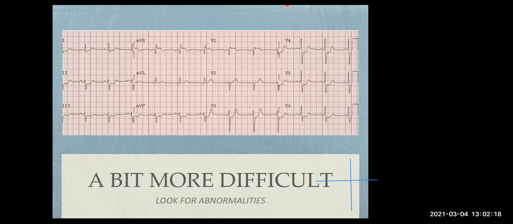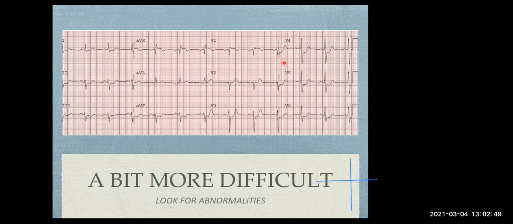So let's draw this. We've got lead 1 positive. That means we've either got a left-sided axis or a normal axis. We know for sure we don't have a right or an extreme right axis. Okay, and let's look at AVF. AVF is negative, so that means it's moving away. So that means we've got a left-sided axis. So that tells us that something's happened on the right-hand side, or the left side has grown larger.